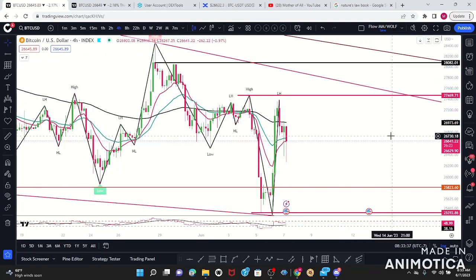So right here, pivot highs and lows. Wow, it's coming down. Not enough for a trade, but it's okay.